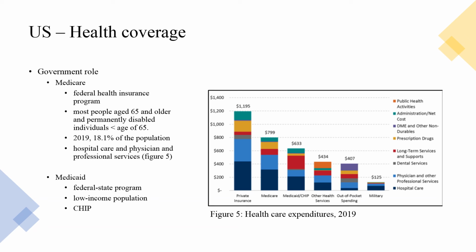Then you have Medicaid, which is state administered. It's a means-tested program, which means that you have to meet a particular threshold. It varies from state to state, but it's a joint federal-state program and finances the delivery of care and acute medical services to a low-income population. This includes children, pregnant women, and those with disabilities and people over the age of 65.